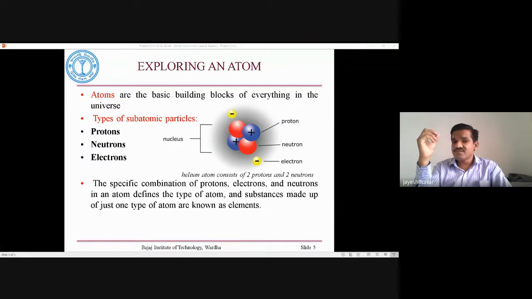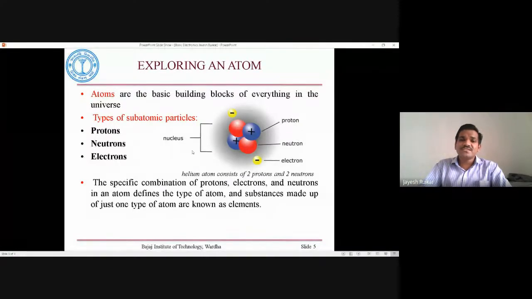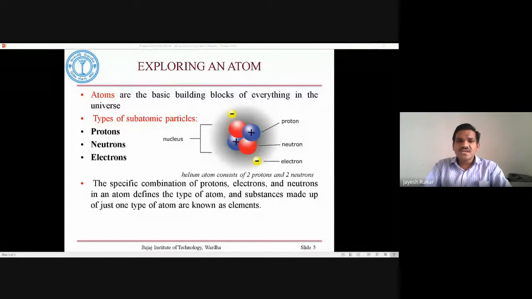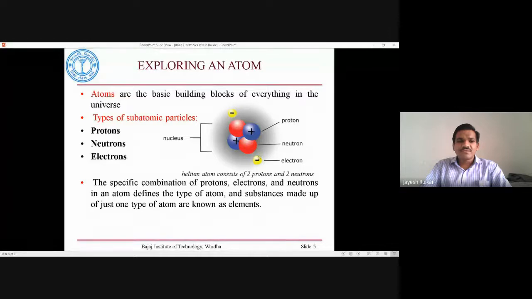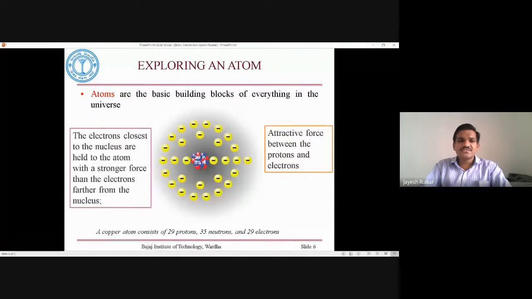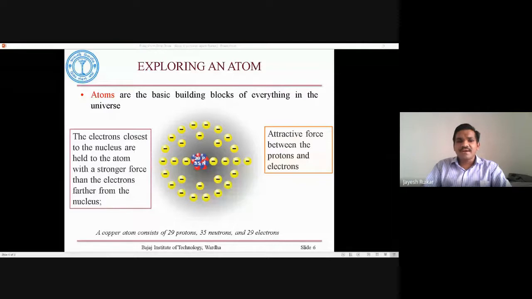the representation of a helium atom. This helium atom consists of 2 protons and 2 neutrons. Coming to the next, this is your copper atom, which consists of 29 protons, 35 neutrons and 29 electrons. So this is one copper atom.